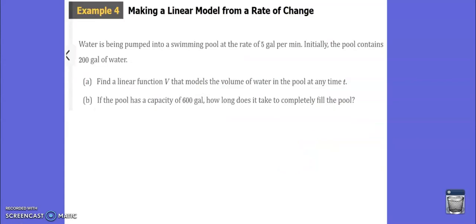All right, making a linear model from a rate of change. So here, water is being pumped into a swimming pool at an average rate of 5 gallons per minute. So if you're filling water into your pool or taking it out, whatever.